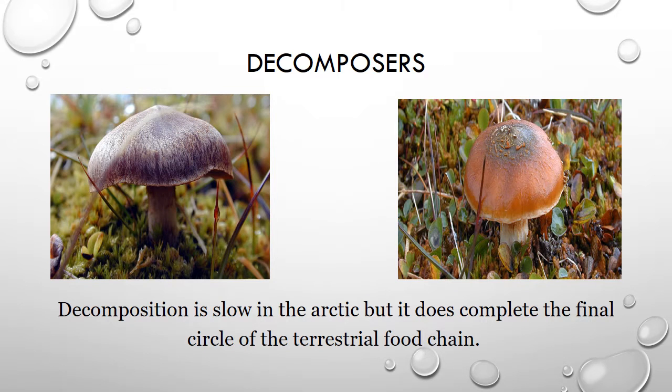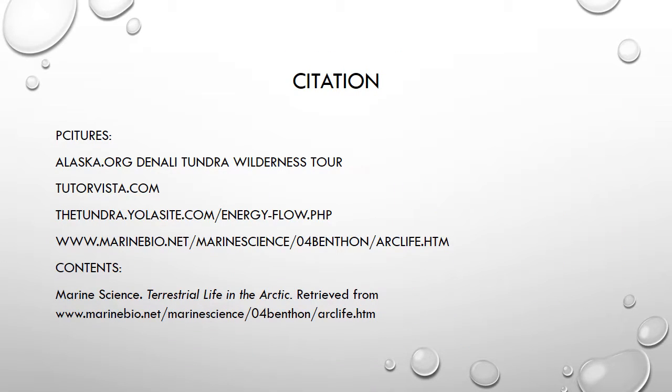So last are the decomposers. They are usually fungus and bacteria. Because of low temperature, decomposition is slow in the Arctic, but it does complete the final circle of the terrestrial food chain. The decomposers break down dead or inorganic material for food. Without them, the ecosystem would break down. So that's all I want to talk about today.